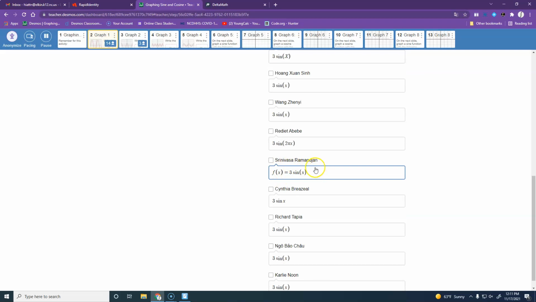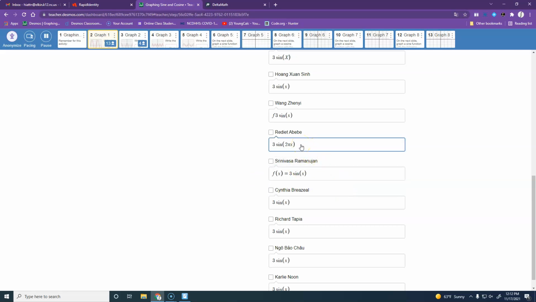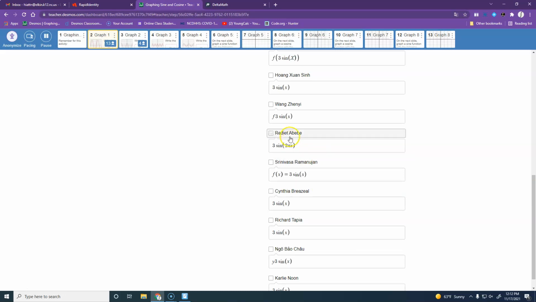Oh gosh. This person, Srinivasa Ramanujan, has it exactly like I would like to see, where we've got the f of x equals, or you could put y equals instead of f of x. So that I would really like to see there. Let's look at what Radiat has here.